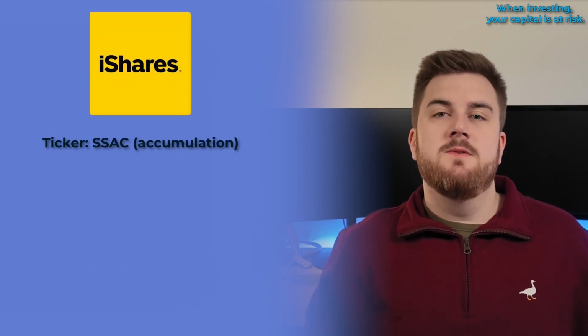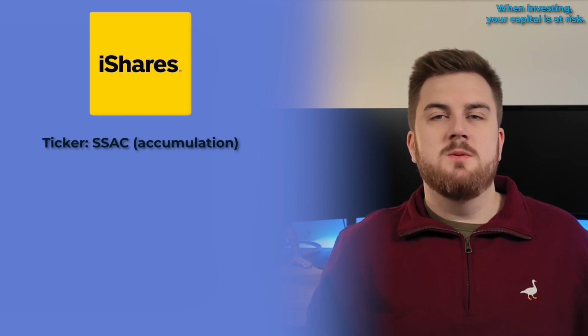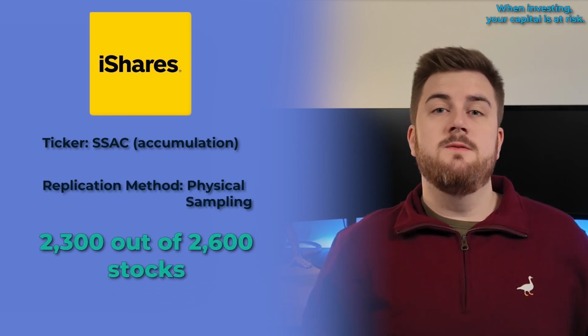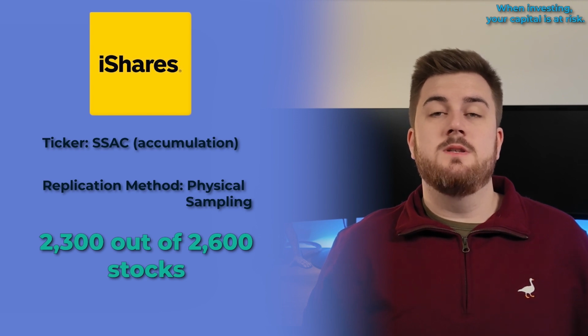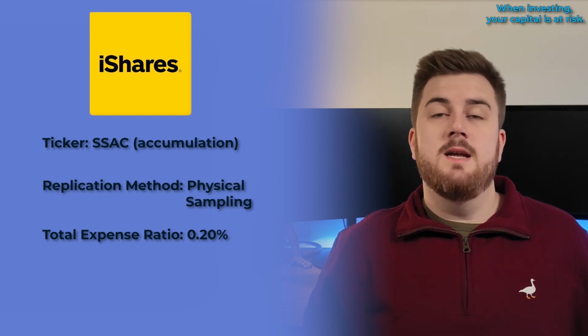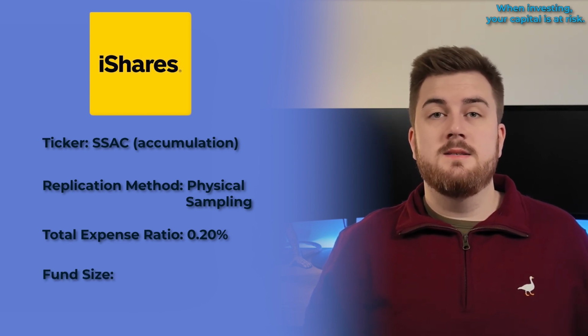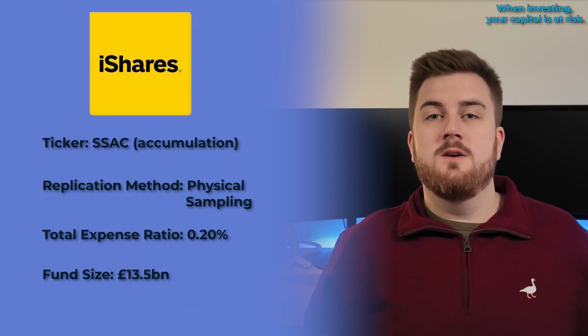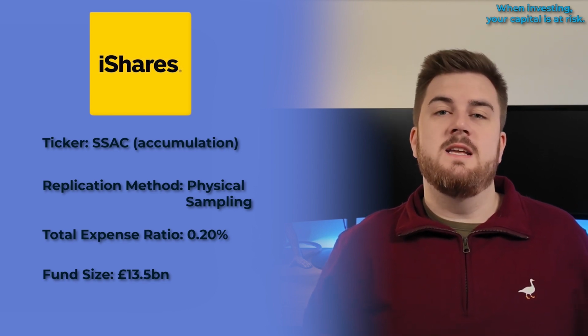Okay, moving on, we have the iShares MSCI ACWI, ticker SSAC for the accumulation version, and as far as I'm aware, no distributing version is available. This fund uses physical sampling and holds around 2,300 stocks compared to the roughly 2,600 in the index. It has a TER of 0.2%, which is slightly cheaper than Vanguard. And importantly, it has a massive fund size of £13.5 billion, putting it in the same league as Vanguard's offering in terms of liquidity and trading efficiency.